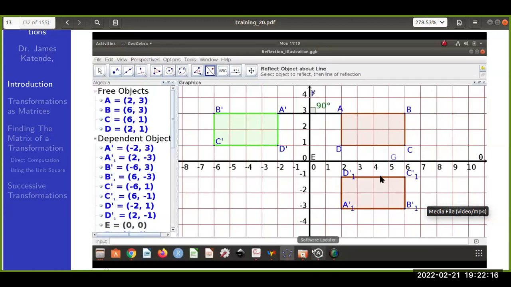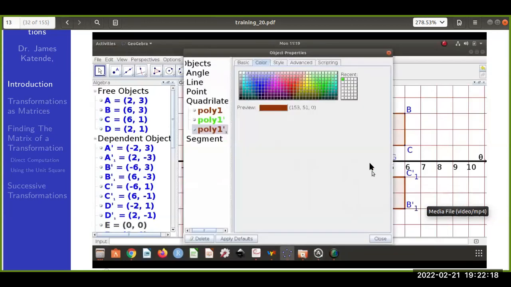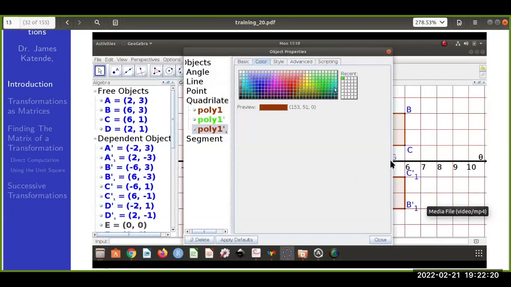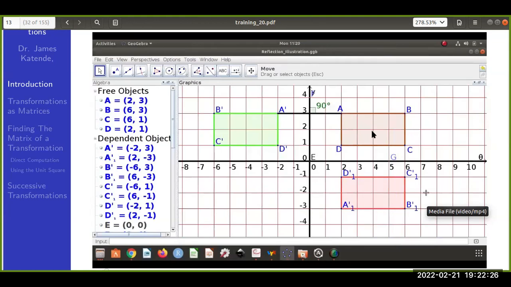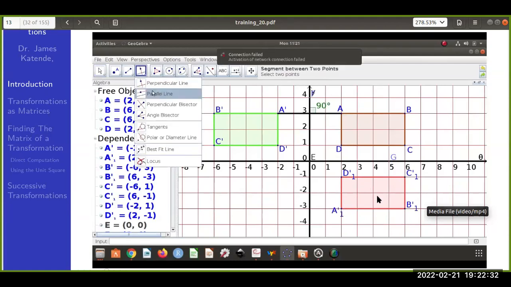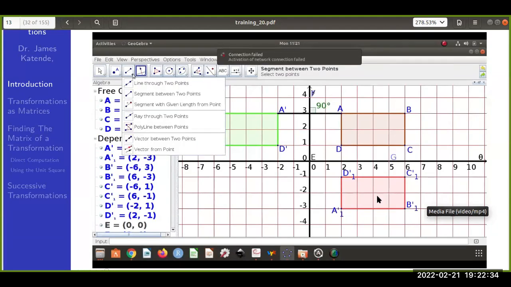So here, the second one is just reflecting along the x-axis. Again, we change the color. So now this red one is a reflection of the original object, but now we are doing it along the x-axis. So this is the image. We should be doing one more.